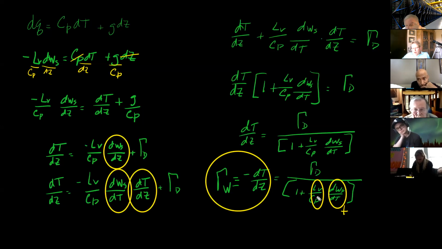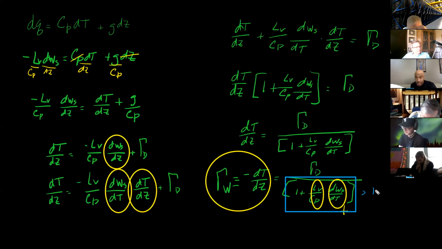No, this is positive. Both of these are positives, right? So that means the denominator, which is 1 plus a positive number, is a value greater than 1. Well, if that's the case, what is the wet adiabatic lapse rate compared to the dry? Smaller. Right? So we know that the wet adiabatic lapse rate is less than the dry adiabatic lapse rate by some amount.